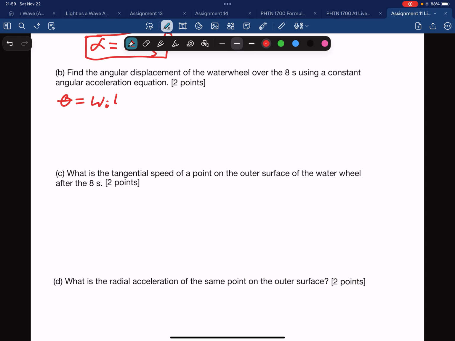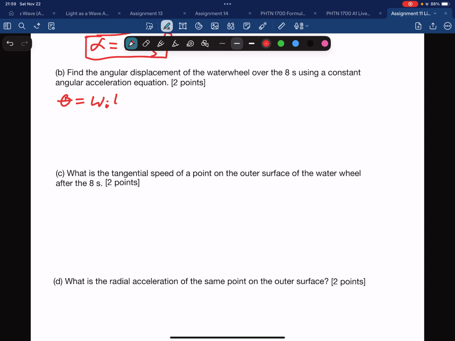Part C. What is the tangential speed of a point on the outer surface of the water wheel after the 8 seconds? So, tangential velocity is equal to r times omega, which is 0.9 times the 18, because this is after the 8 seconds. So the tangential velocity is equal to 16.2 meters per second.